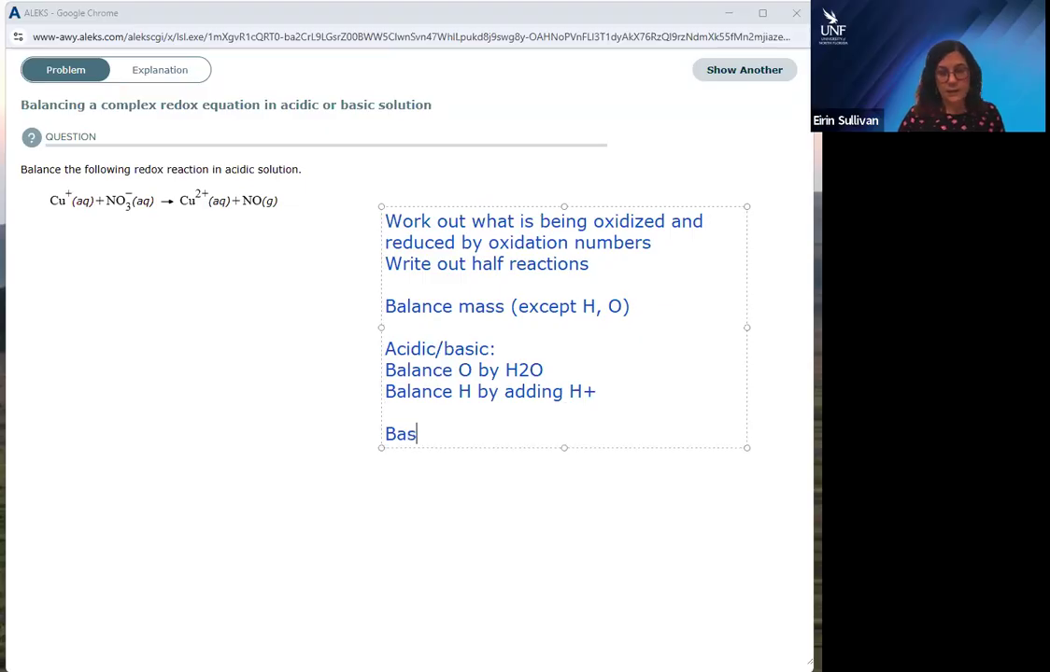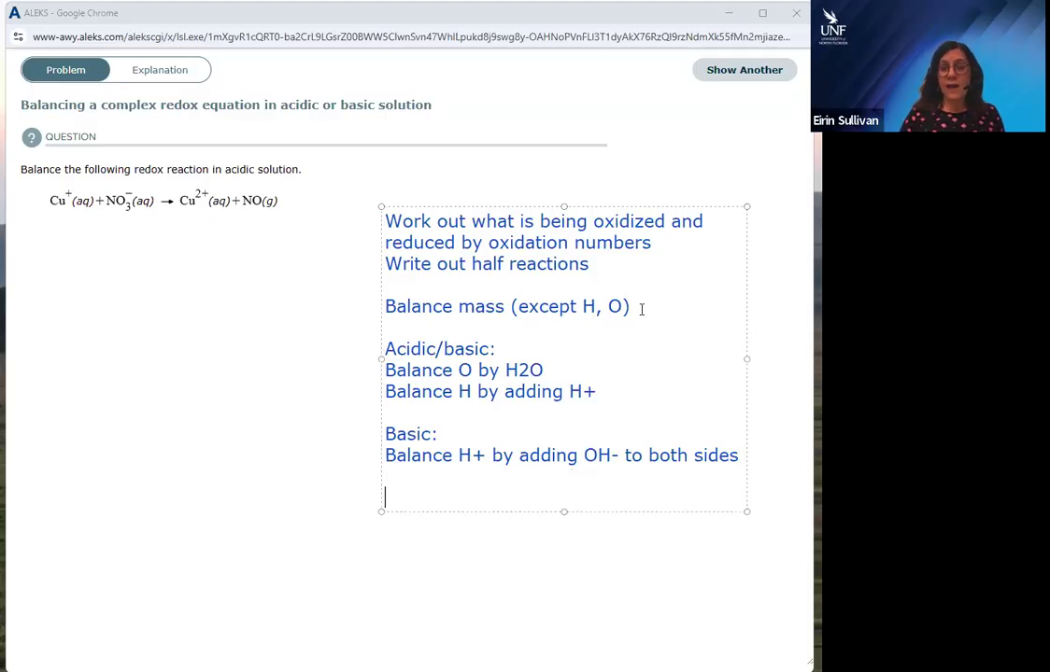If you're in basic solution, there is one extra step, because obviously we can't just have random protons hanging around in a basic solution. So we balance any protons by adding hydroxide to both sides, just like balancing any kind of mathematical equation. Then the side that has H+ on it, H+ and OH- will neutralize each other to form water, and there'll be excess hydroxide on the other side.